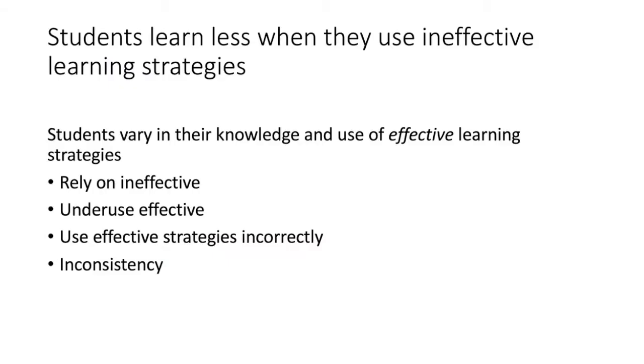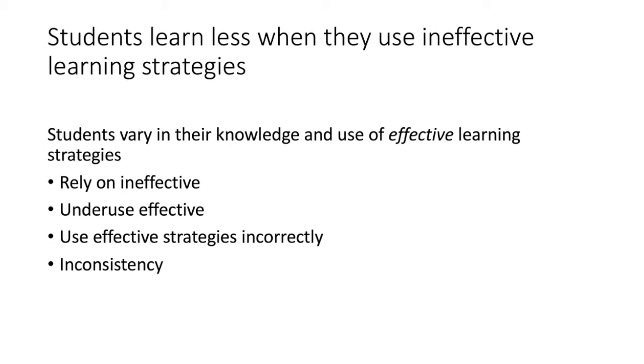A significant cognitive challenge for teaching is that students underperform and learn less when they use ineffective learning strategies or use strategies ineffectively. This challenge includes several dimensions. Research indicates that college students vary in their knowledge and use of learning strategies. Studies have found that students, first, often use ineffective learning strategies such as rereading, highlighting, underlining, and cramming. Second, they also tend to underuse some particularly effective strategies such as self-testing.